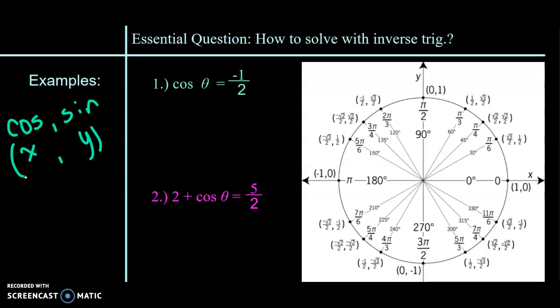So if I'm looking for cosine theta equals negative 1/2, I am looking at the values of x. So I'm going to look for where x is negative 1/2. And look at that, we have our first spot. That's 2 pi over 3. So for my first case, theta equals 2 pi over 3. And remember, I have to look around my unit circle. Is there another spot where cosine is negative 1/2? Here we go, right here at 4 pi over 3. So I could write my answer that way.